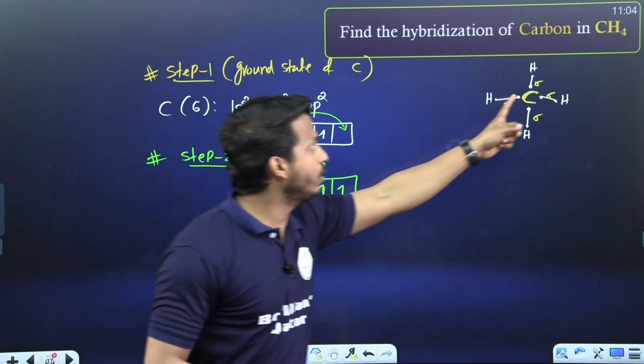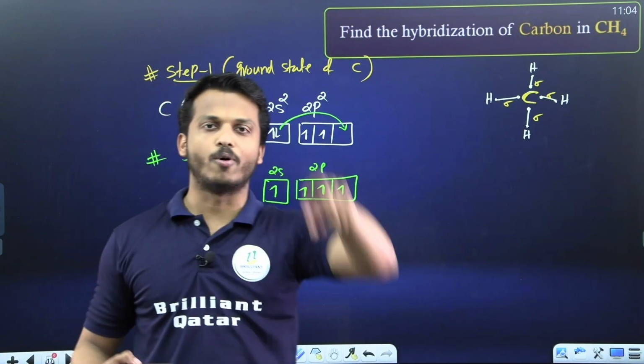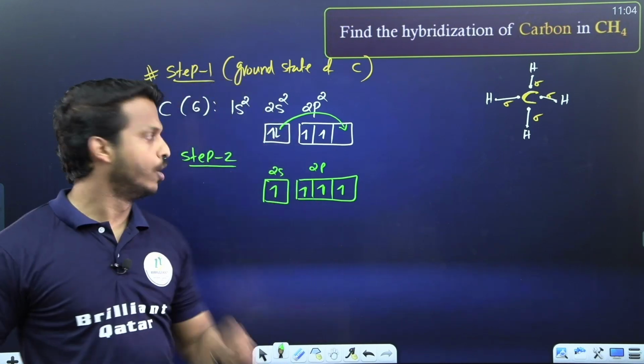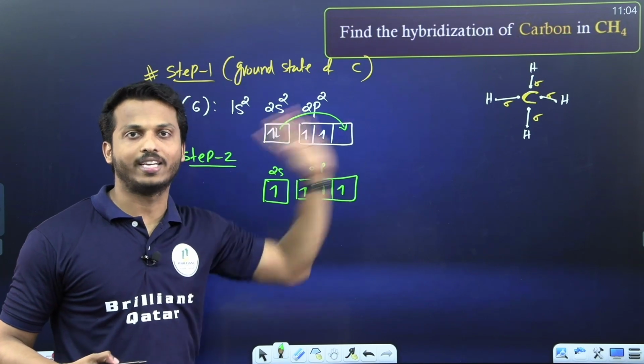How to check? On this carbon, how many bonds are there in total? Total there are 4 bonds. That means 4 unpaired electrons should be there. So we got 4 unpaired electrons by exciting 1 electron.